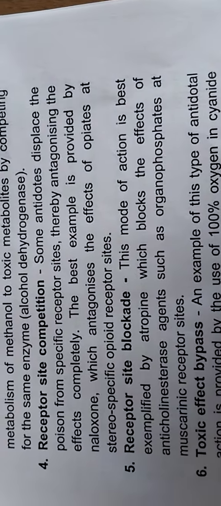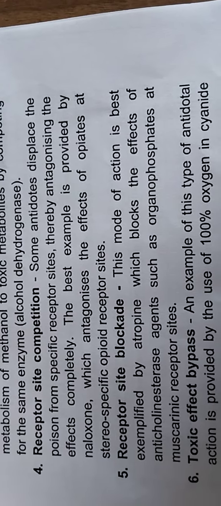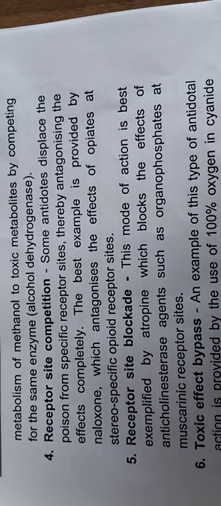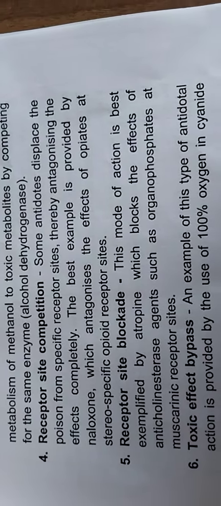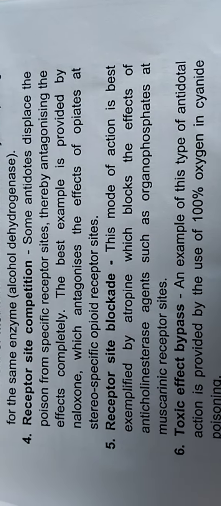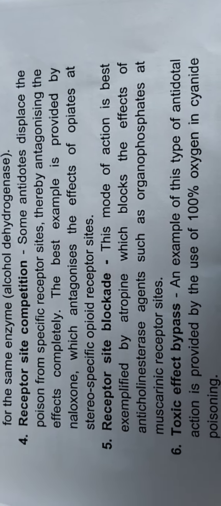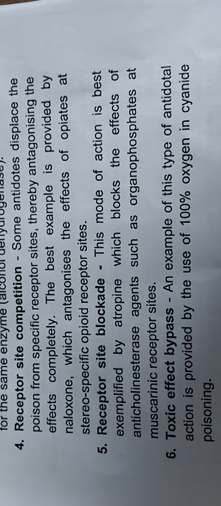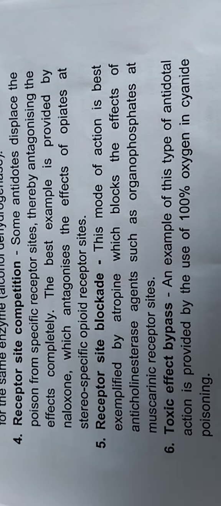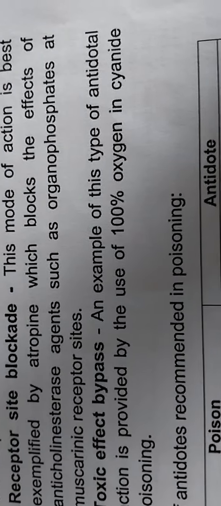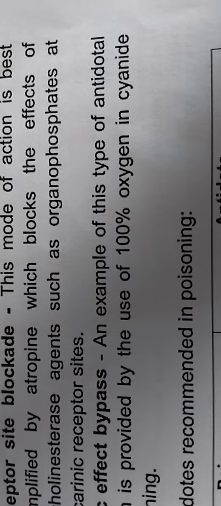As we know, some antidotes displace the poison from that particular receptor site and antagonize its effect. Then the fifth one is receptor site blockade. The best example is atropine, which blocks the effects of anticholinesterase agents. Then the sixth mechanism of action is toxic effect bypass. This is provided by the use of 100% oxygen in cyanide poisoning. So these are the mechanisms of action for the antidotes in poisoning.